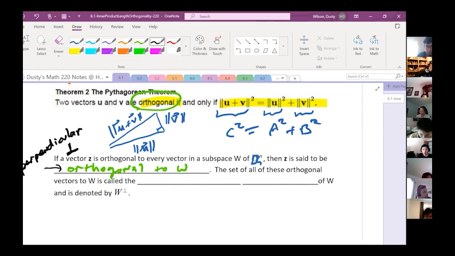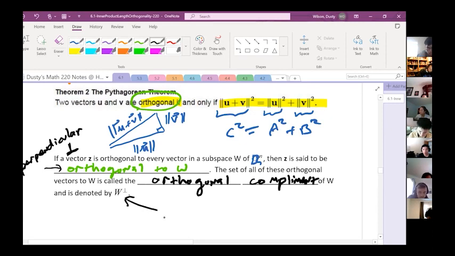The set of all these orthogonal vectors to W is called the orthogonal complement of W and is denoted with W perp. So it's called the orthogonal or perpendicular complement of W and is denoted W perp. This thing right here is red.